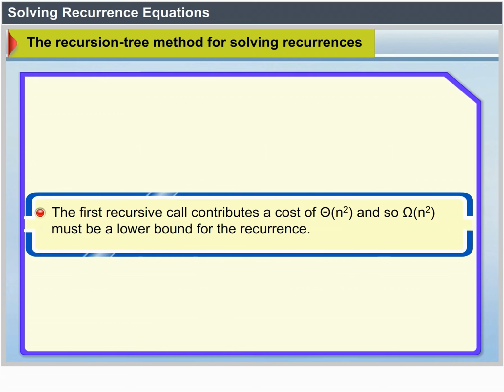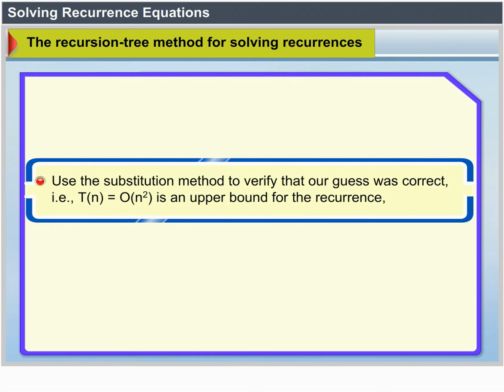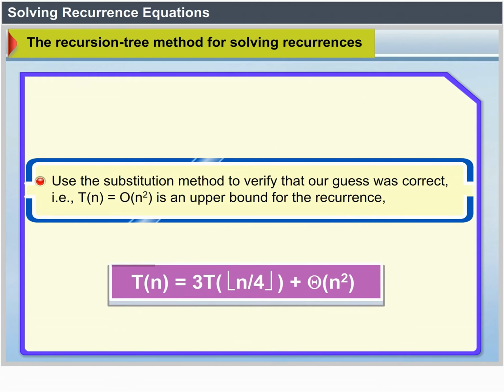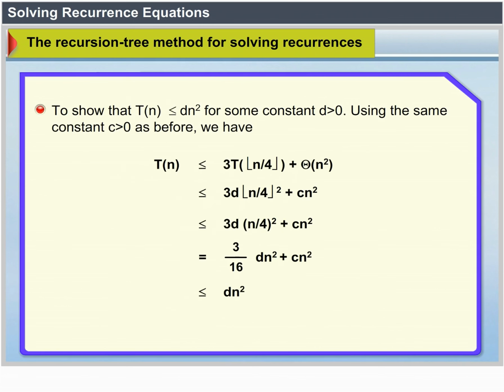Use the substitution method to verify that our guess was correct. That is, T(n) = O(n²) is an upper bound for the recurrence T(n) = 3T(⌊n/4⌋) + Θ(n²). To show that T(n) ≤ dn² for some constant d > 0, using the same constant c > 0 as before, we have the following, where the last step holds as long as d ≥ (16/13)c.